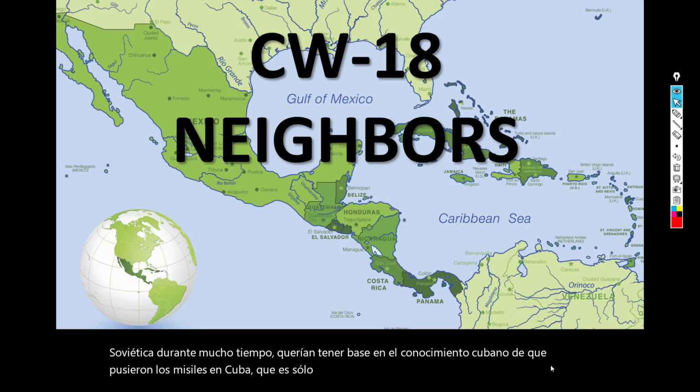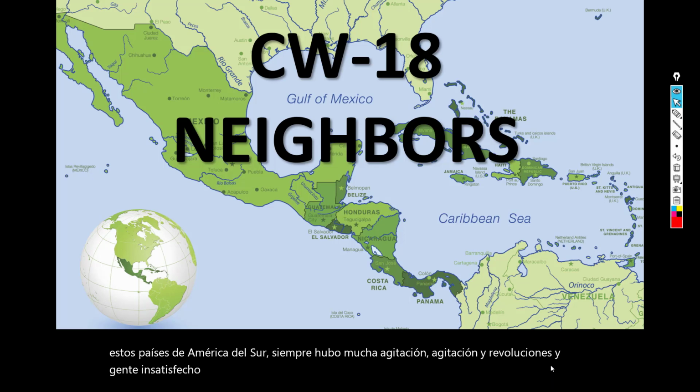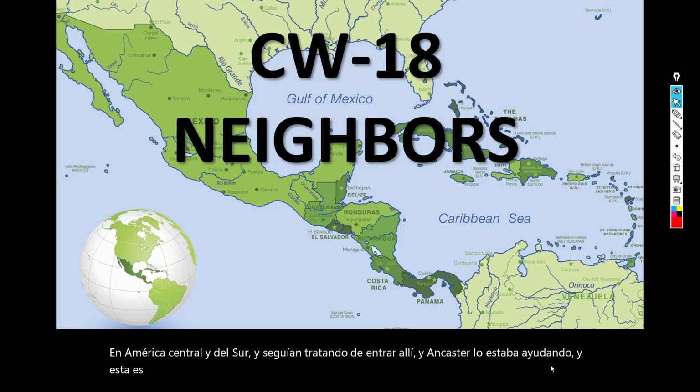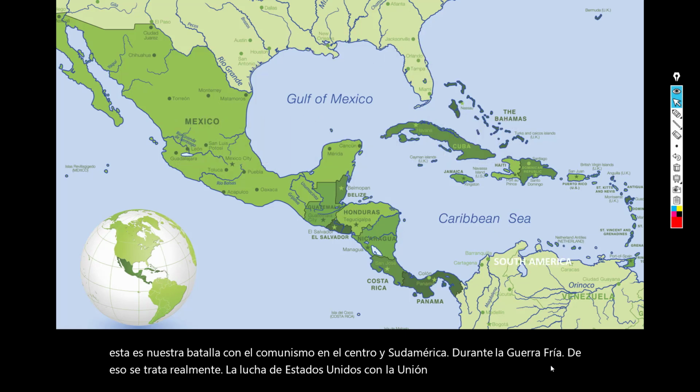But in all these countries in South America, there has always been a lot of upheaval and turmoil and revolutions and people dissatisfied with the government. A lot of poverty there. And so the Soviets, the Russians, used that. They wanted to have bases in Central and South America, and they kept trying to get in there, and Castro was helping them. And so this is our battle with communism in Central and South America during the Cold War. That's what this is really about, America's fight with the Soviet Union and communism during those years.